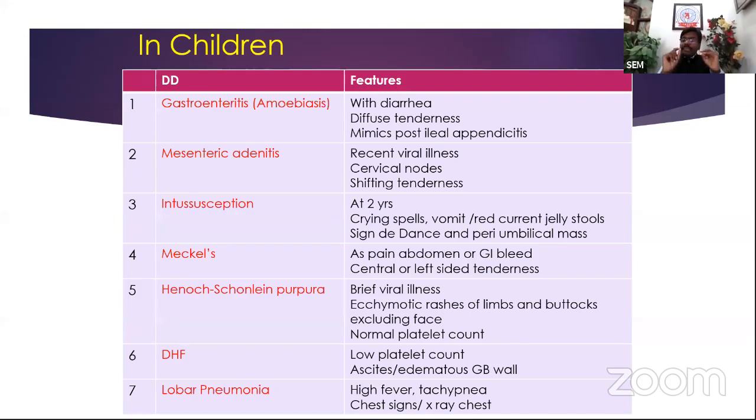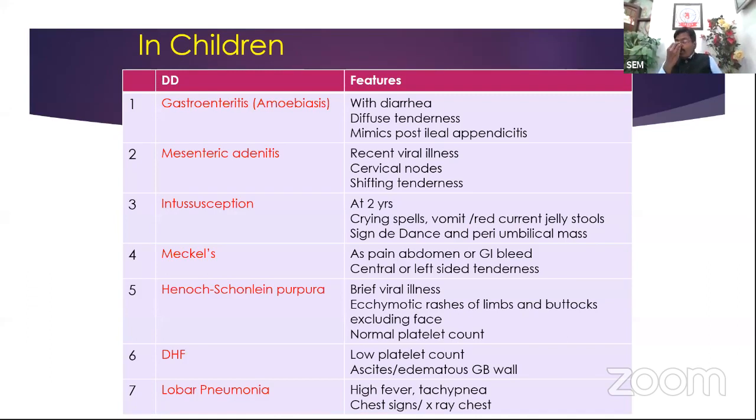Next condition, mesenteric adenitis. What is mesenteric adenitis? Beware, you have a 10-year-old girl presenting with a sore throat, and you swallow that saliva with the inflamed tonsils, and all the viral particles from the sore throat will enter the intestines. From there, it will go into the mesenteric lymph nodes. So that will give you some pain. This is the classical history. They'll have a brief history of cough, sore throat, followed by cervical lymphadenitis and central abdominal pain.